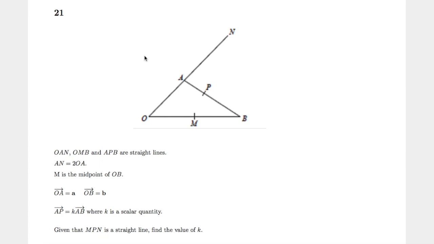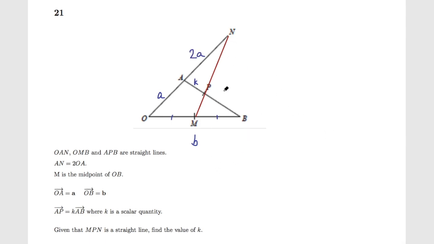Question 21 gives us a diagram and it says OAN, OMB and APB are straight lines. AN equals 2OA, M is the midpoint of OB, so that means they're equal. OA is the vector A and OB is the vector B. AP equals K AB, where K is a scalar quantity. So AP is in here, so we can label that K. Then, given that MPN is a straight line, find the value of K. So MPN is here. And AN is 2OA, so that means this must be 2A.